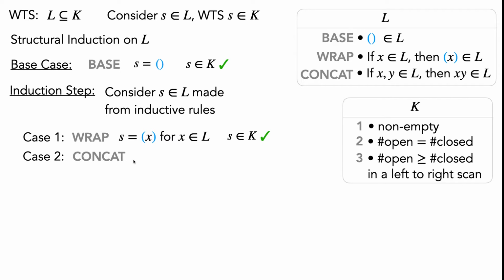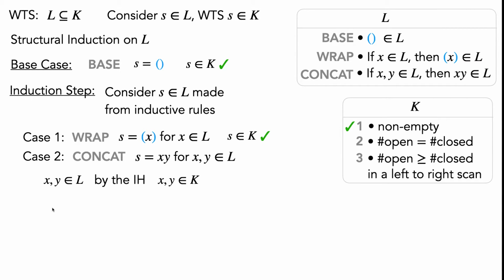In this case, we know that S is equal to xy for some x and y in L. Since x and y are in L, we can use the induction hypothesis on them, and we know that x and y are in K as well, so they satisfy these 3 properties. Since x is non-empty and y is non-empty, it's pretty easy to see that S must be non-empty as well. X and y also satisfy property 2.